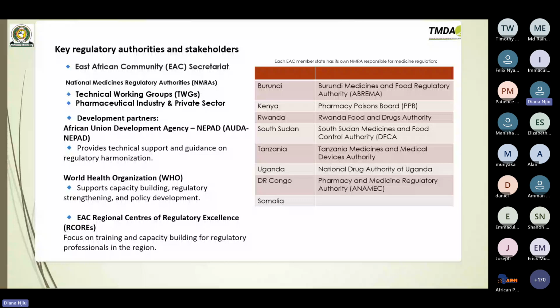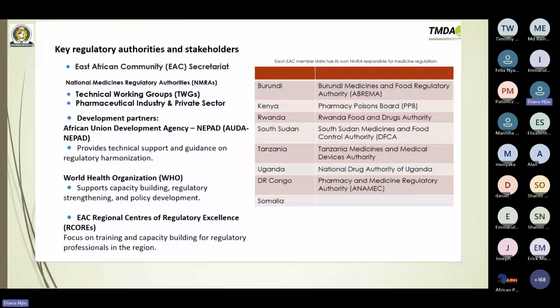And also the World Health Organization supports capacity building. They normally attend some of the meetings to provide guidance in the GMP inspections and also in the joint dossier assessments. So we normally have the assistance from the WHO. They also provide regulatory strengthening and policy development, especially to those countries who are still developing in this area in our region. And as we earlier said, we also have some regional centers of excellence for capacity building and providing trainings to other members.